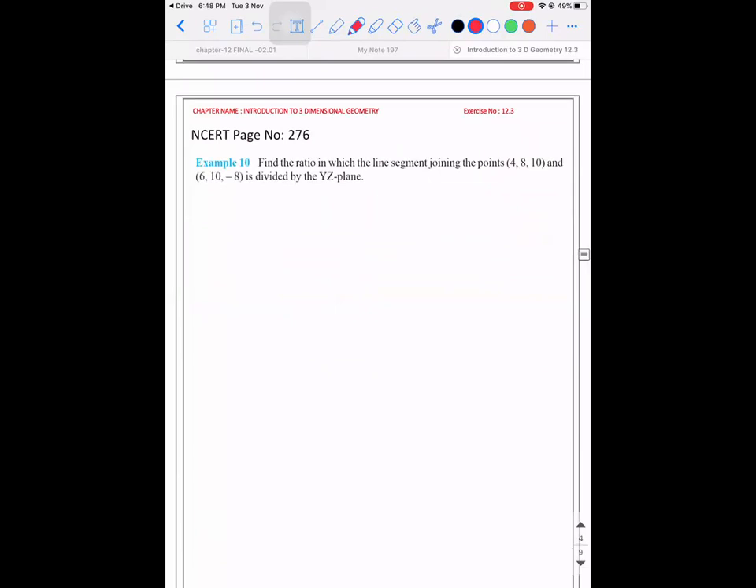Example 10. Find the ratio in which the line segment joining the points 4, 8, 10 and 6, 8, minus 10 is divided by the YZ plane. So YZ plane means which coordinate is missing? X.